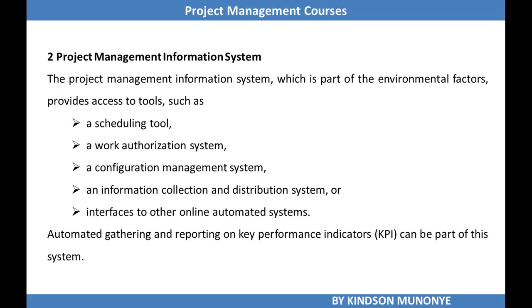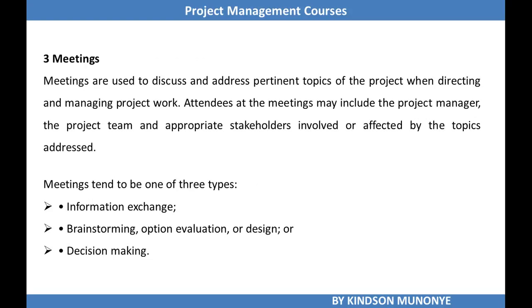Then we need project management information system. It's part of enterprise environmental factors, and it provides access to tools such as scheduling tool, work authorization system, configuration management system, information collection and distribution system, or interfaces to other online automated systems. Automated gathering and reporting on key performance indicators can also be part of project management information system. So this is one tool and technique that can be used to direct and manage project work.